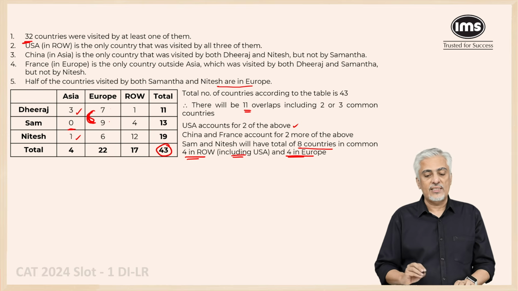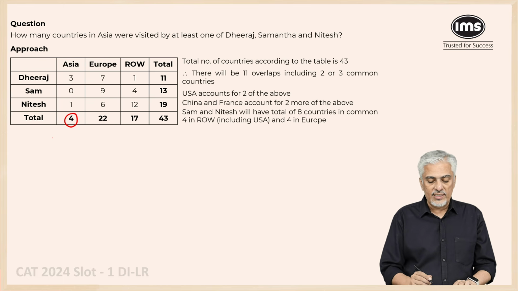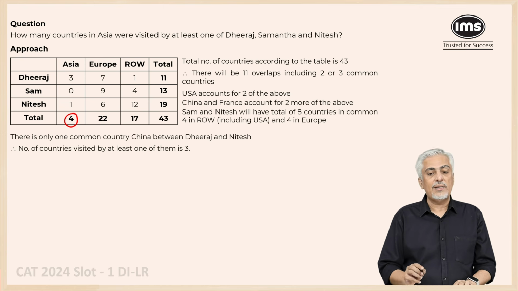Now, based on this, I'll try and answer my questions. Now, how many countries in Asia were visited by at least 1 of them? Now, in Asia, we had only 4 countries, and there's only 1 common between all of them, that is China. So hence, there's only 1 common country, China, between Dheeraj and Nitesh. And hence, the number of countries visited by them will become 3.